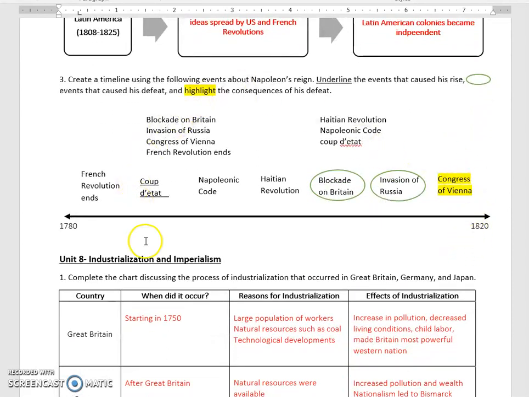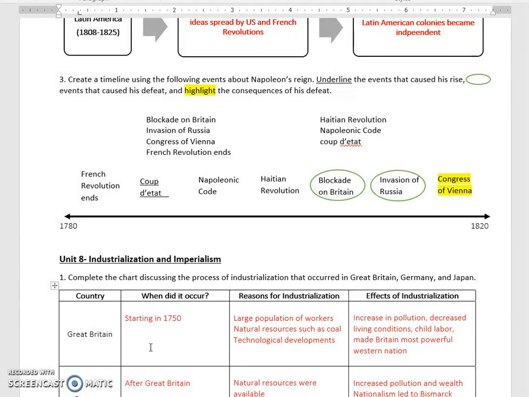Just a quick highlight of Napoleon. Napoleon comes to power at the end of the French Revolution. He comes to power through a coup d'etat, which is a sudden overthrow of the government. Under Napoleon's rule, he did create the Napoleonic Code, where he restructured the French laws. He redid the tax system, the banking system. He created public schools. He really did a lot for France, but he messed up Europe politically.